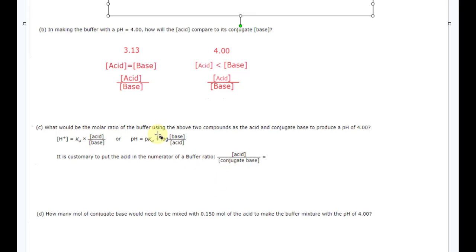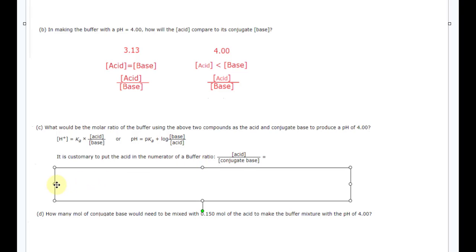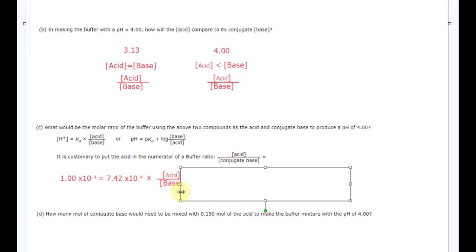When this asks what's the ratio of acid to base that you need, typically they like to have the acid on top, and that's what this question asks. So we would end up picking the ratio that we have here, where the hydrogen ion concentration is equal to the Ka times the acid-base ratio, where we have a little bit less acid than base. This is going to be a number that's less than 1.